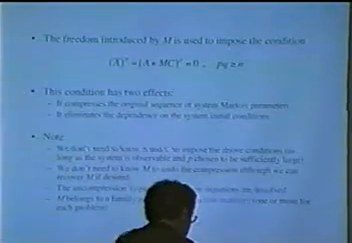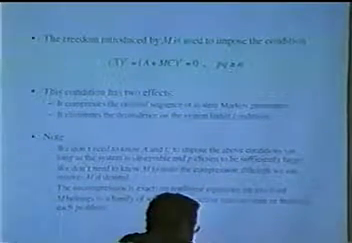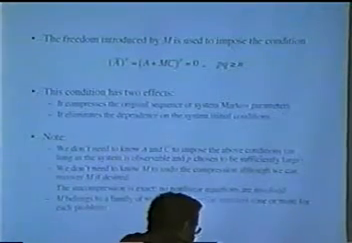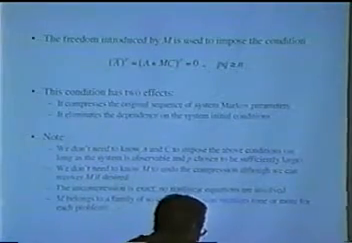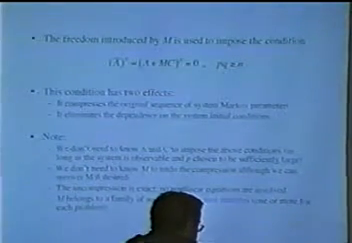We don't need to know A and C to impose this condition. That's another thing that is kind of nice. All we need to know is that M exists, and we're through. We don't need to know A and C because that's what we're looking for in the first place. And we don't need to know M, like I said, to undo the compression, although we can recover M if we want. Okay? All right.